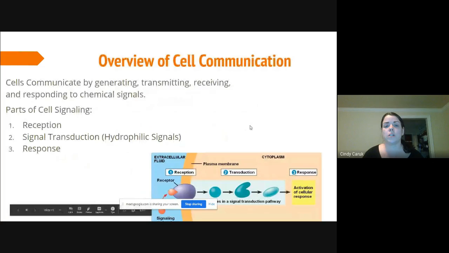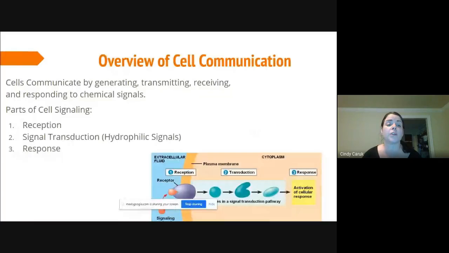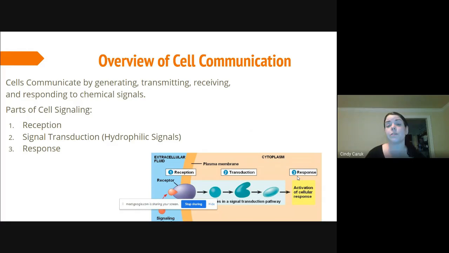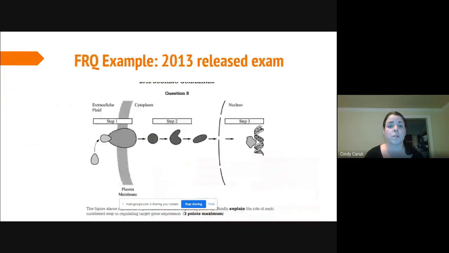Right? So that's going to be generating, transmitting, receiving, and responding to the signal. We're going to look at the hydrophilic one, the reception here, which hydrophobic has as well. But then hydrophilics have the signal transduction pathway, and then both of them have a response. We've already talked about the hydrophobic, so I'm going to focus now on the hydrophilic signals, the protein-based ones.